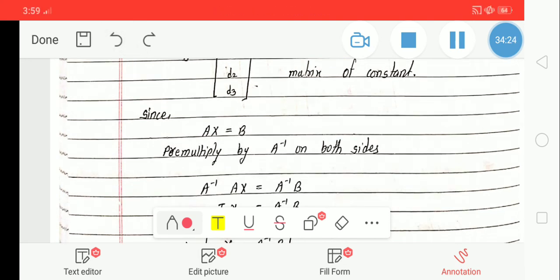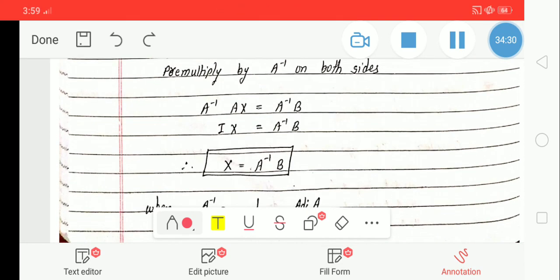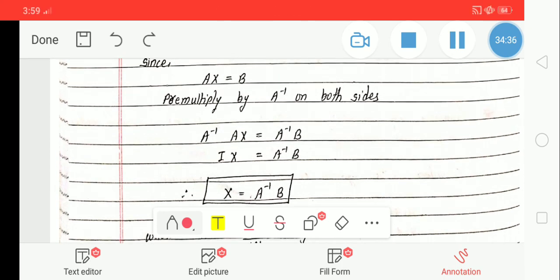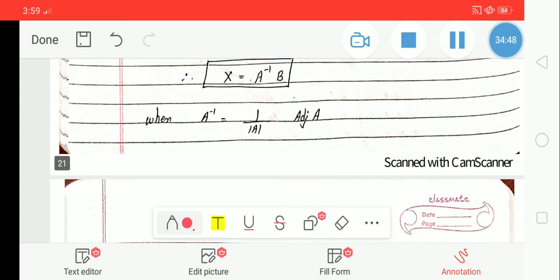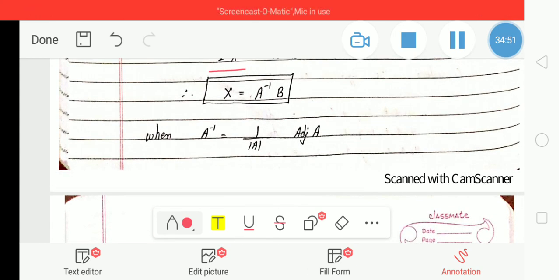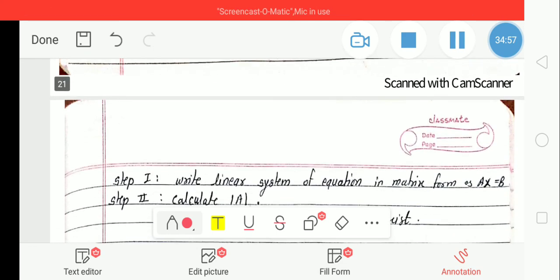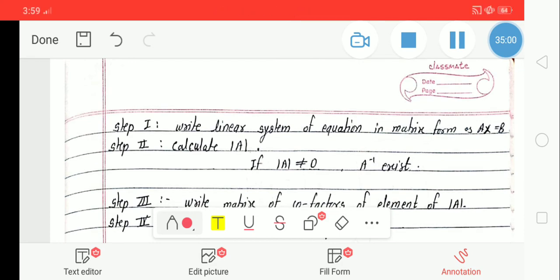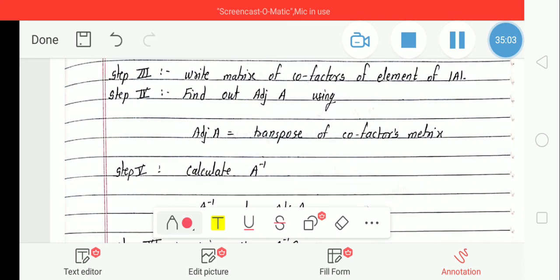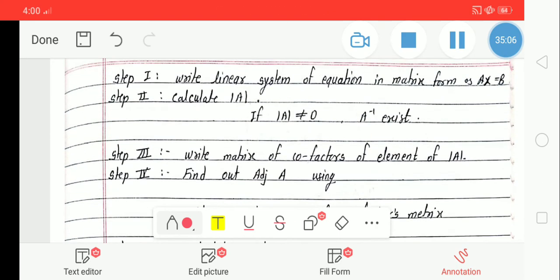So A cross X is equal to B. We can also write X is equal to A inverse B. Multiplying by A inverse on both sides, A inverse A gives the identity. So X is equal to A inverse B. Now A inverse is 1 upon mod A multiplied by the adjoint of A. In this equation we find the values of x, y, z.